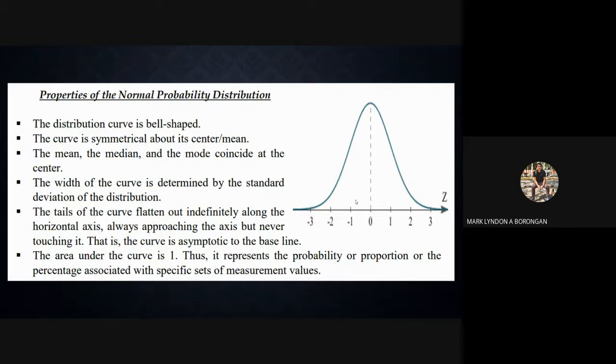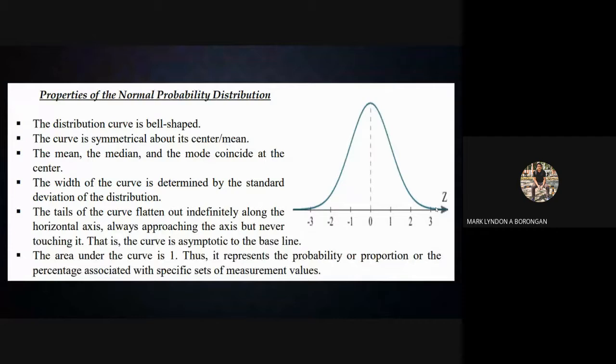So we'll tackle the standard deviation later. And the tails of the curve flatten out indefinitely along the horizontal axis, always approaching the axis but never touching it. So as you can see, these are the tails. The tails approach the horizontal axis but never touch it. Hence, it is the same as asymptotes. It approaches but does not touch. Okay? So, the curve is asymptotic to the baseline.